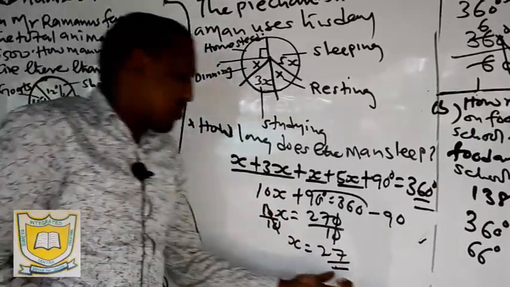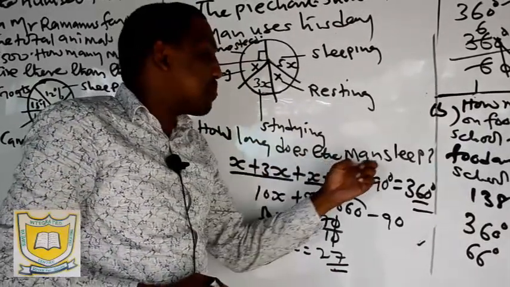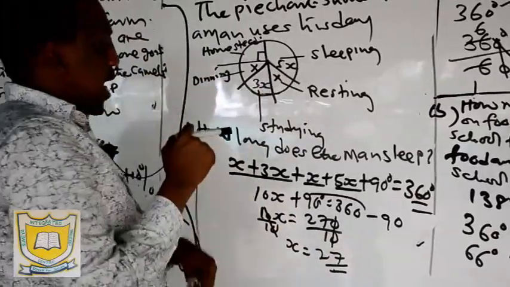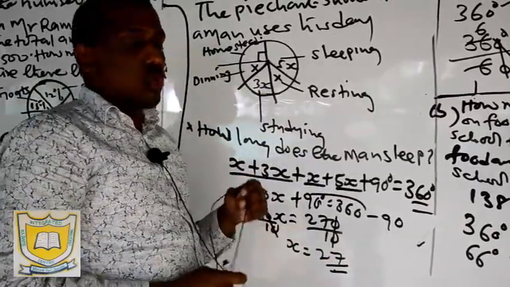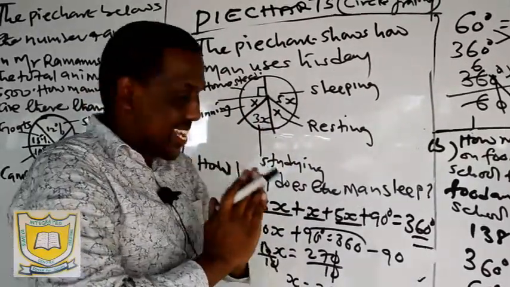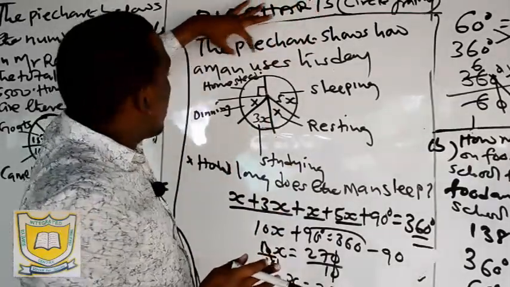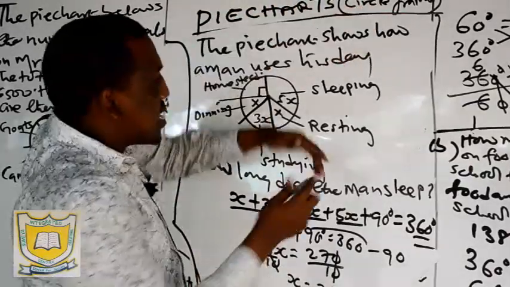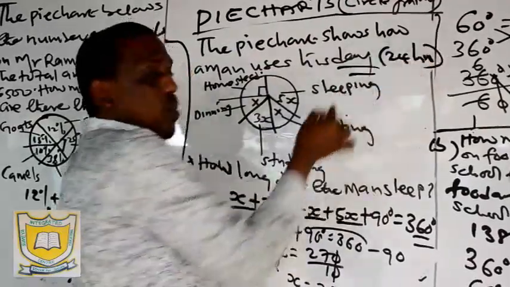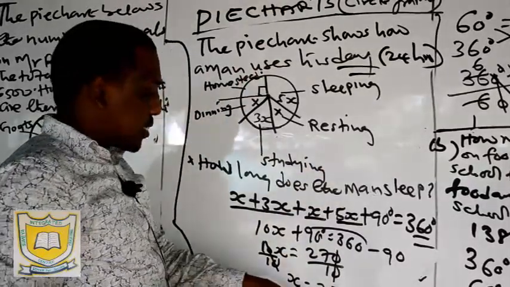But now they are not asking for the value of x. They said how long does the man sleep? Whenever they talk about time also, the total time is always 24 hours a day. A day has got 24 hours because you are told how the man uses his day. So whenever you are told a day, that one should come into your mind. So we have total time 24 hours. So x is 27.